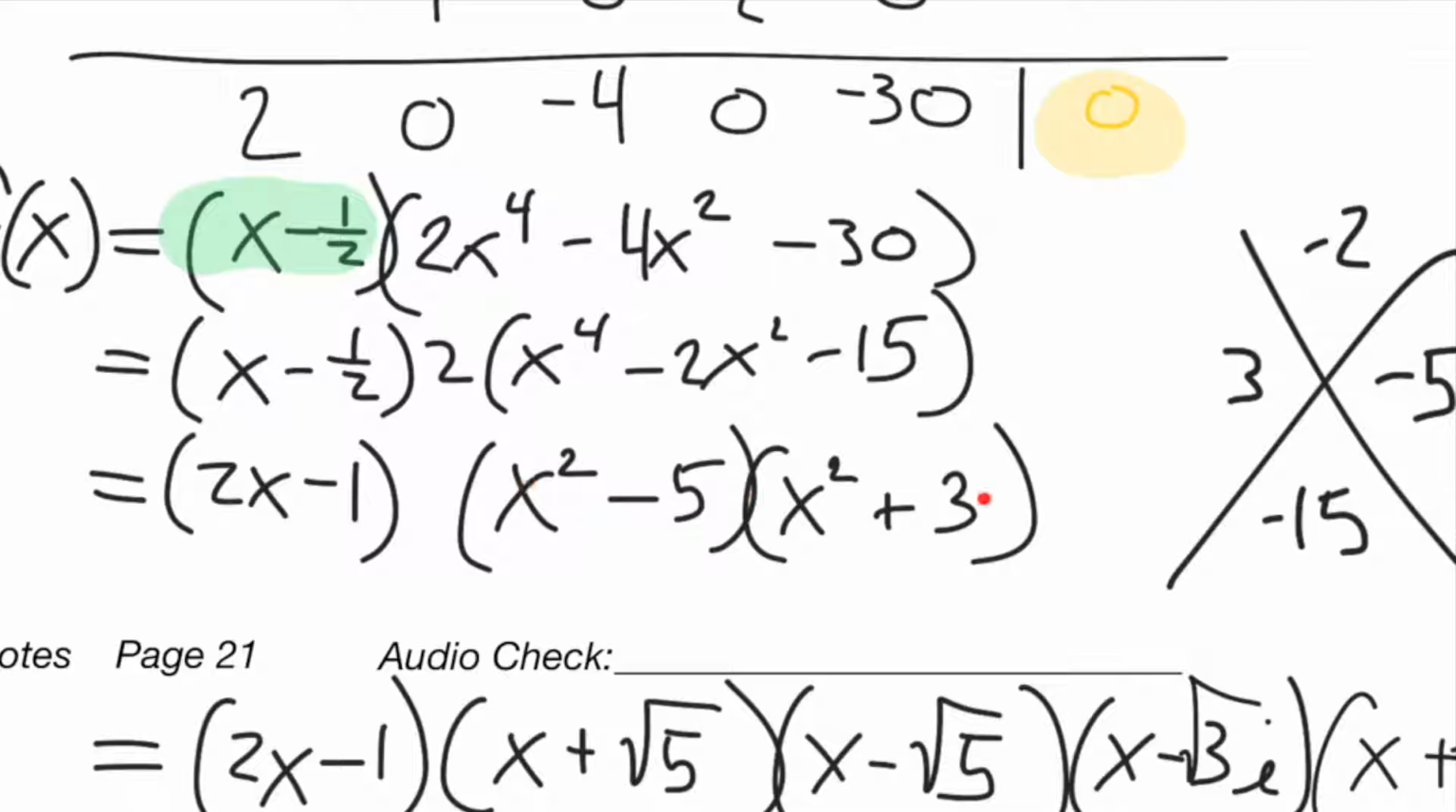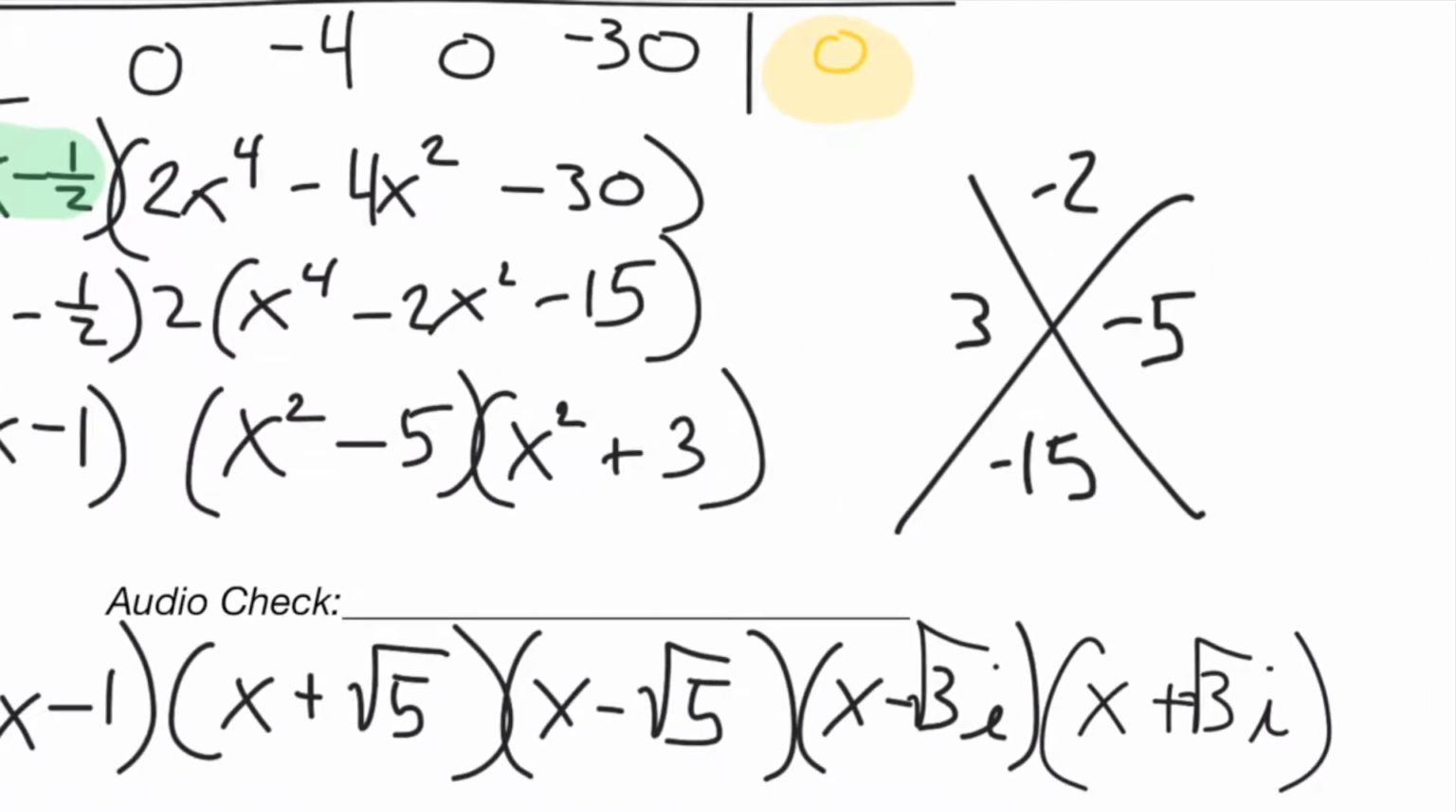Oh, how did I get that? I factored this doing basically a u substitution where u is equal to x squared. So my factor x would ask, what 2 numbers add up to -2 and multiply up to -15? Well, that's 3 and -5. So I get -5 here and 3 there.